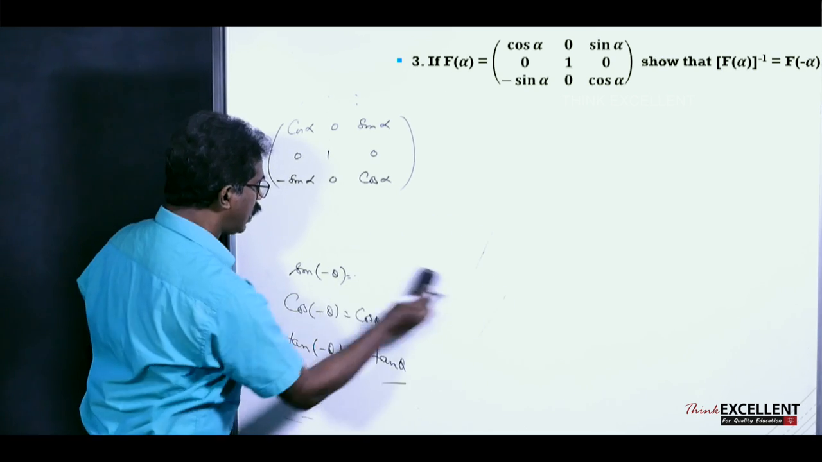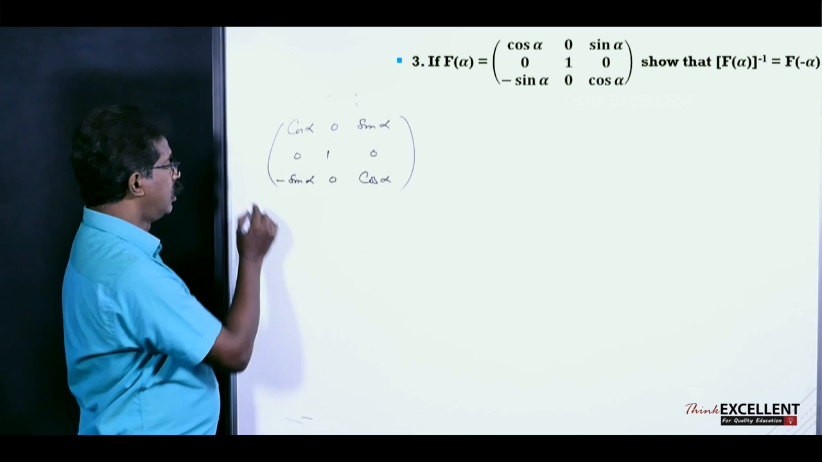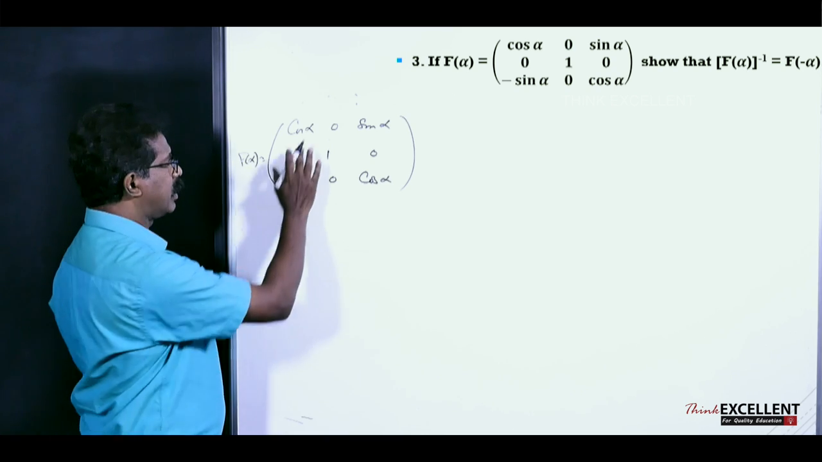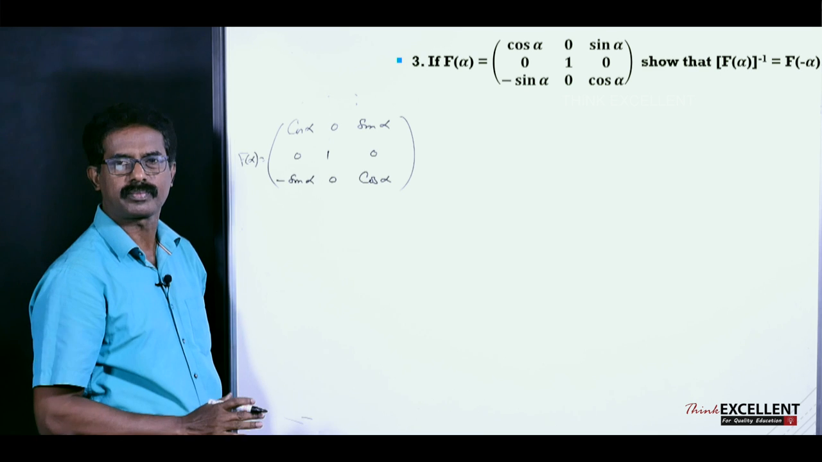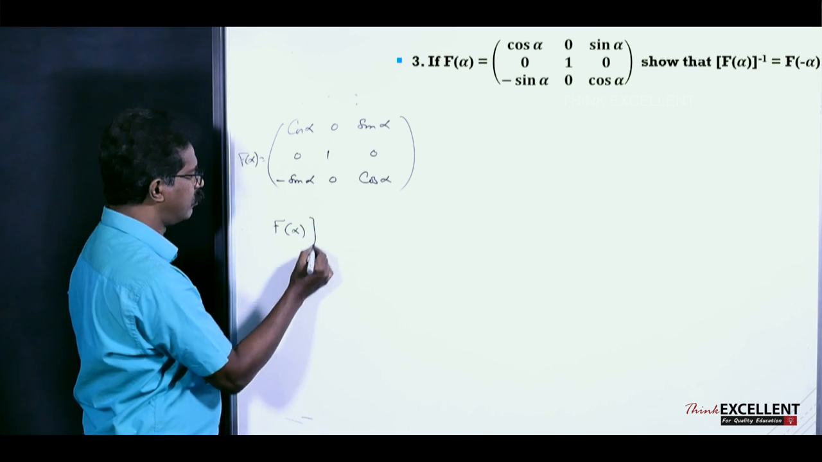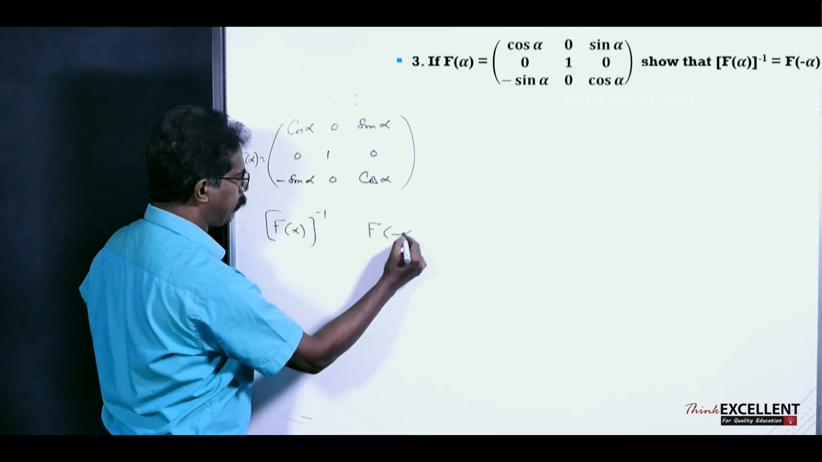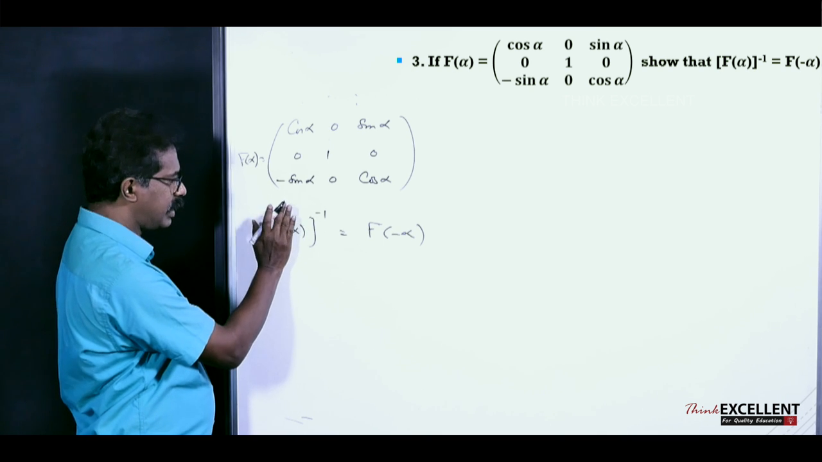But see what they asked to find. What is to be proved in that question? It is f of alpha. Instead of A, they gave f of alpha, a function of alpha, because it is in terms of alpha. So don't worry, it is A, that's all. What did they ask? A inverse, that is f of alpha inverse. Also, they asked to find f of minus alpha. They asked to prove these two.